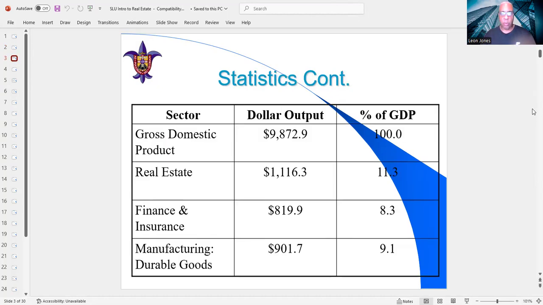Now, when you look at the statistics, you have your GDP, that's your gross domestic product. You have real estate, finance and insurance, and manufacturing and durable goods. If you look at the GDP, the gross domestic product is 100% of the GDP. Real estate is 11% of the GDP. Finance is 8.3%, and manufacturing durable goods is 9.1% of the GDP.